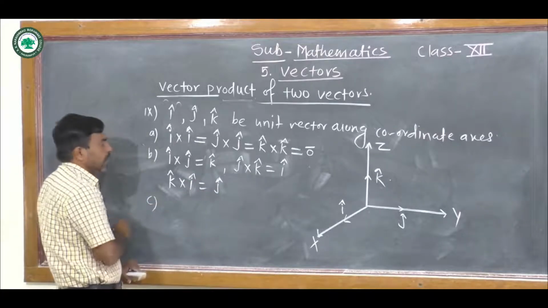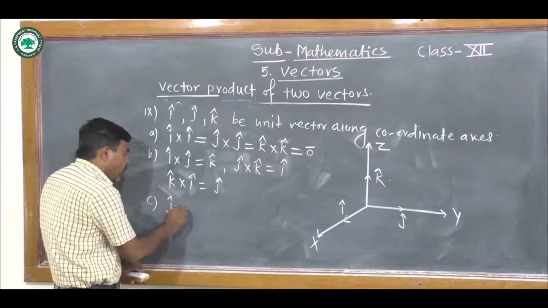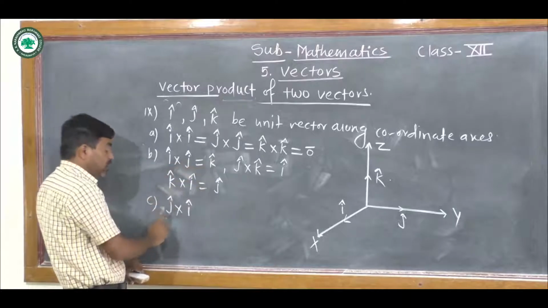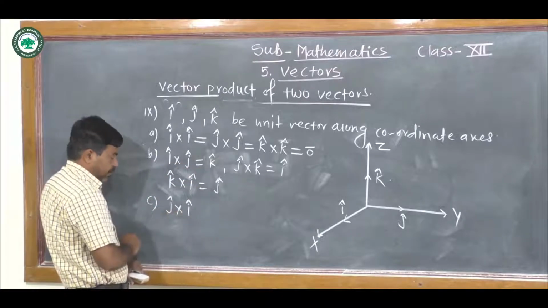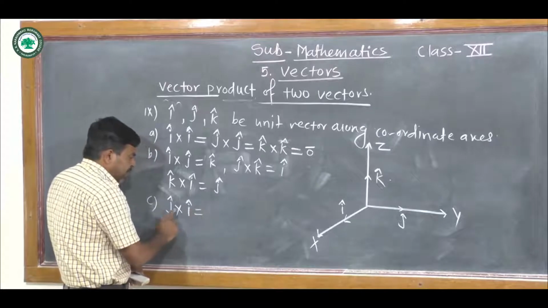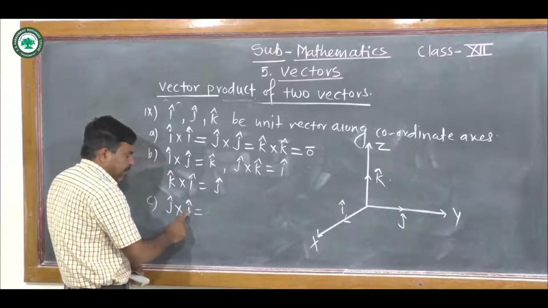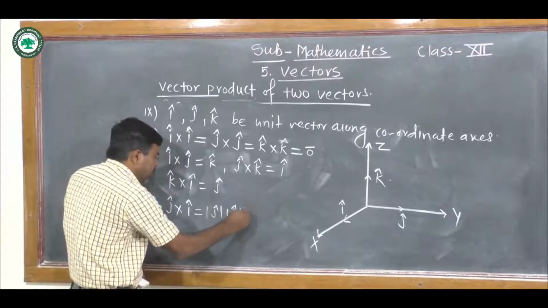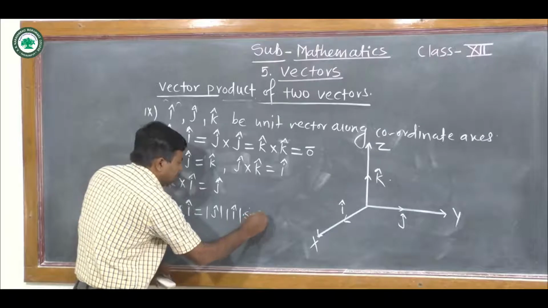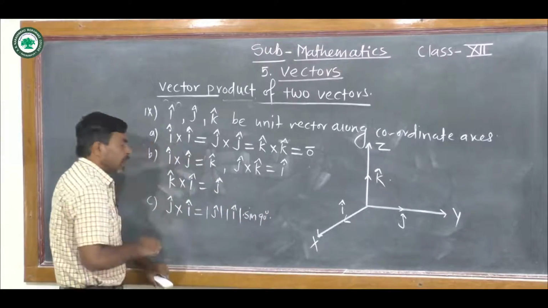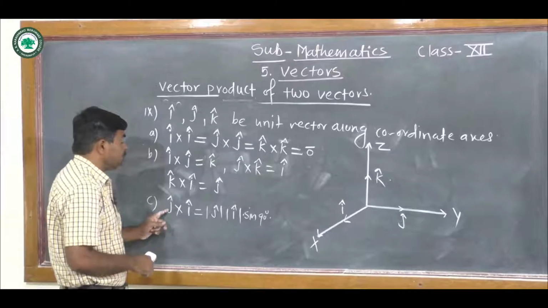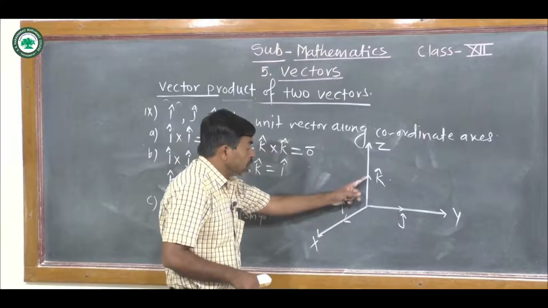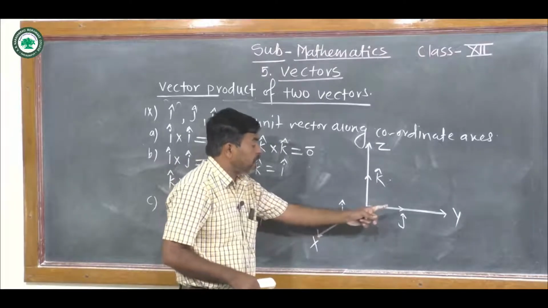Third one, j cap cross i cap. See here, i cap cross j cap is k cap. Now see, j cap cross i cap. By the definition, it is magnitude of vector j cap into magnitude of vector i cap into sine of the angle between them, that is sine of 90 degrees, into the unit vector perpendicular to j cap and i cap. Now this k cap is perpendicular to i cap and j cap.